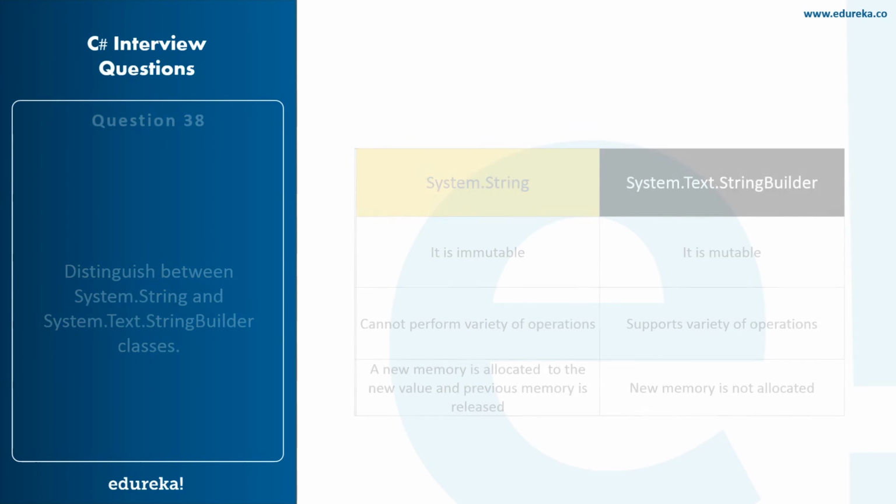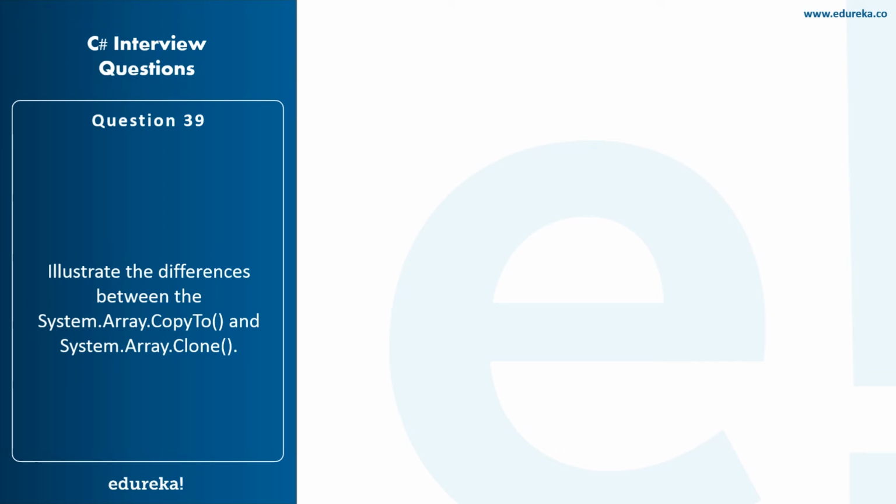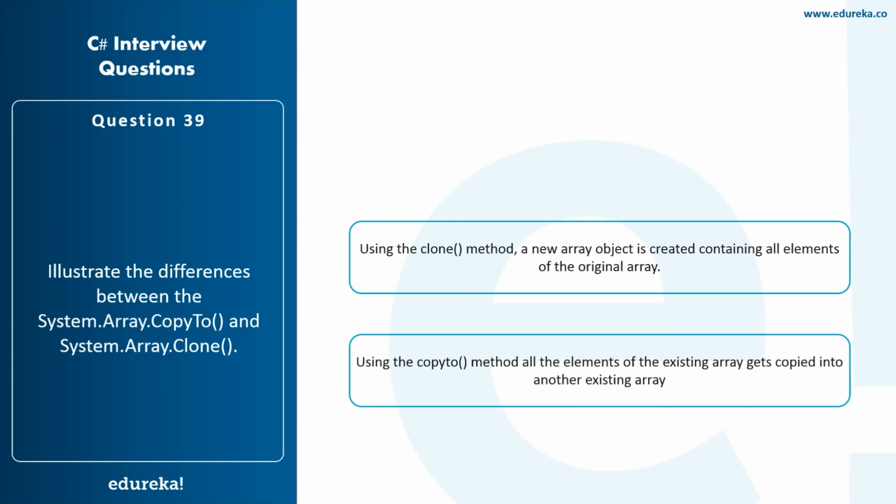Now I'll move on to the next question, which says illustrate the differences between System.Array.CopyTo and System.Array.Clone. For my ease and for your understanding, let me just call these CopyTo and Clone, guys. All right, let me get to the differences now. When you're using the Clone method, a new array object is created containing all elements of the original array. But when you're using the CopyTo method, all the elements of the existing array get copied into another existing array.